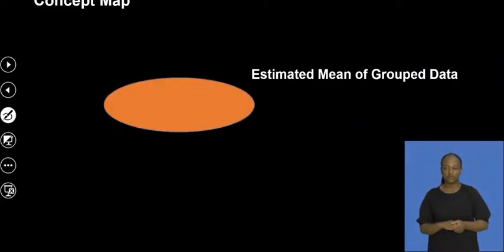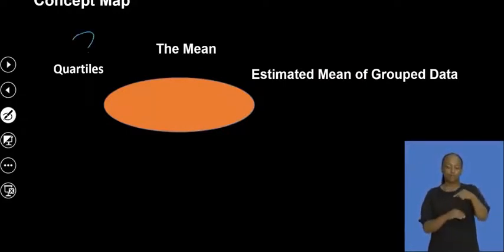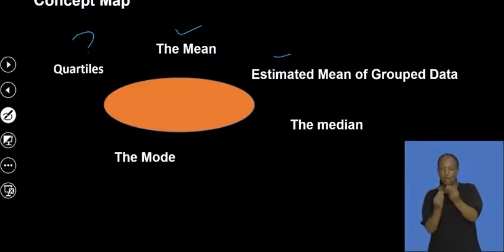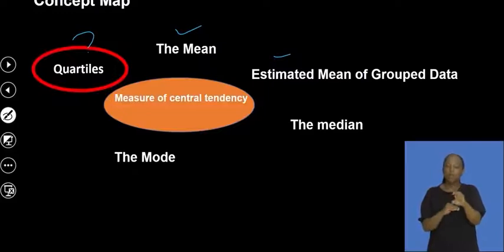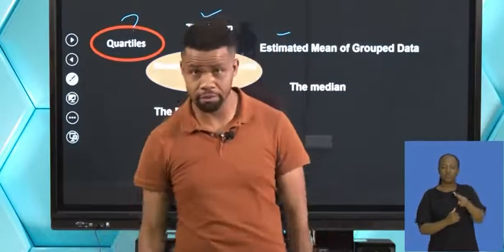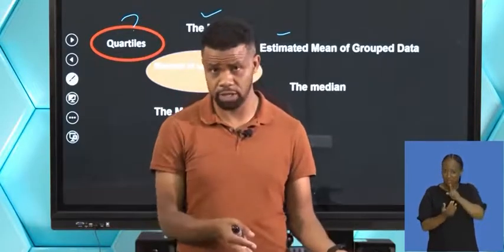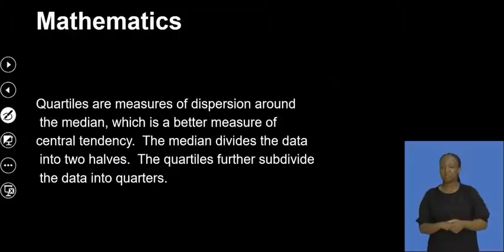Now we looked at estimated mean. We're going to look at quartiles. We looked at mean, and we looked at median. We looked at mode. Now we're going to look at quartiles. What are quartiles? Have you heard of quartiles before? Okay. Have you used quartiles? Let's look at what quartiles are.